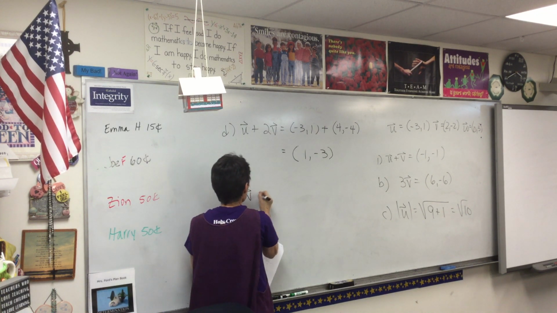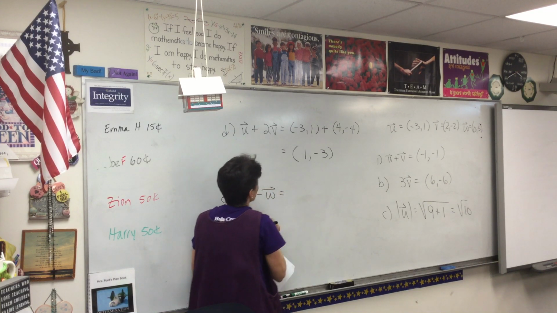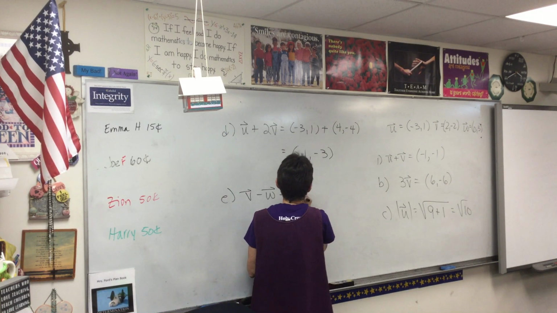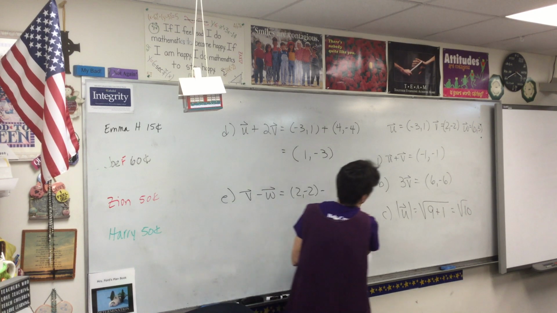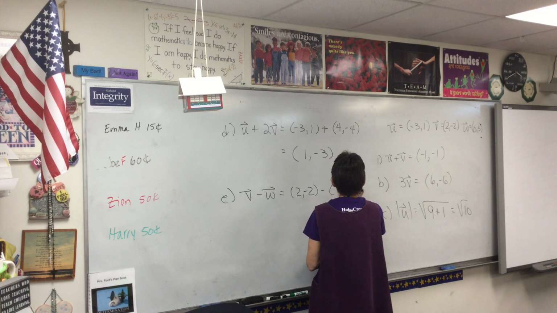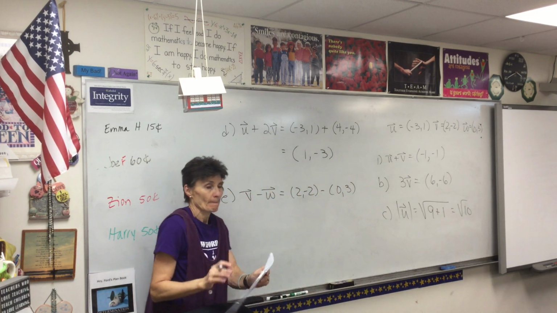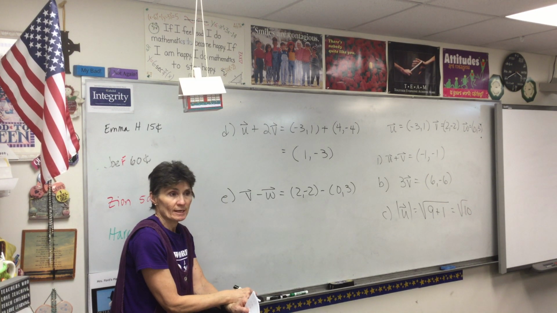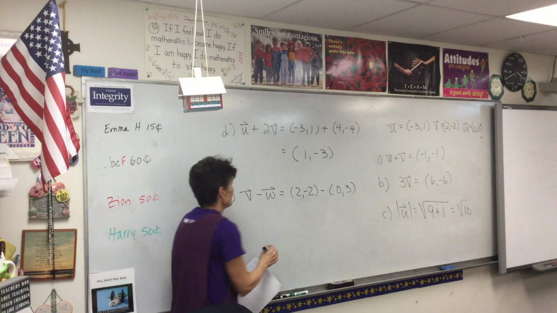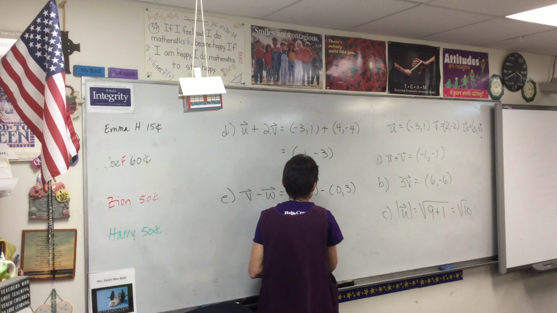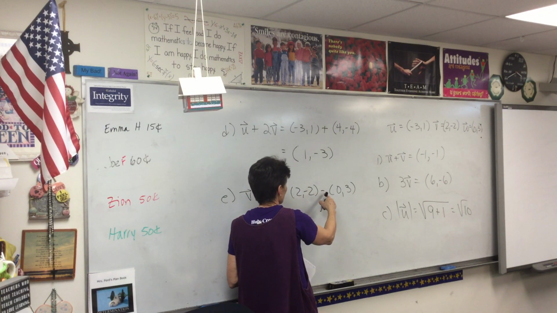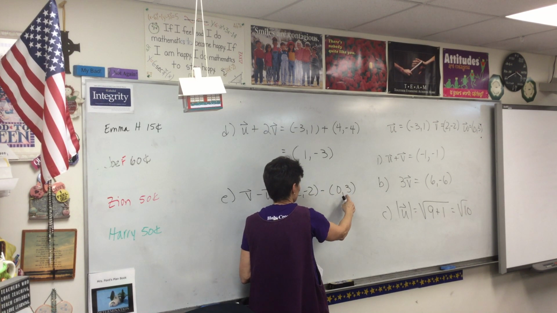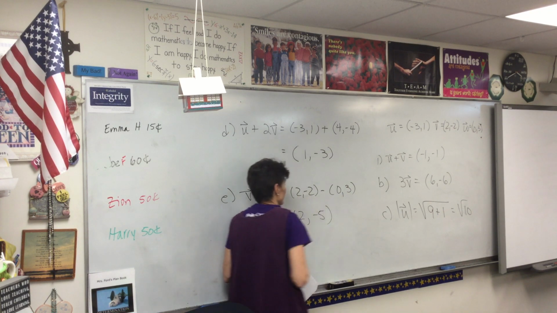E says V minus W. So that's 2, negative 2 minus 0, 3. 2, negative 5. When we subtract, we do it just like we do when we add. I'm going to subtract, so it's going to be 2 minus 0 and negative 2 minus 3. There's our answer.